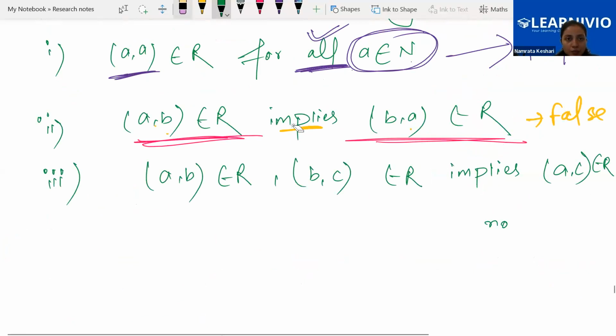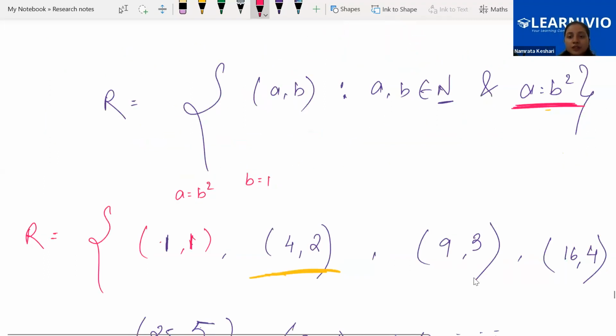Just a second. Let me check whether it says always, because if it doesn't say always, then it can be right also. Just a moment. Let me check in the book. Yeah. Always it says, that means implies is there. That means we need to take always. Always it is true. No. This is also false.